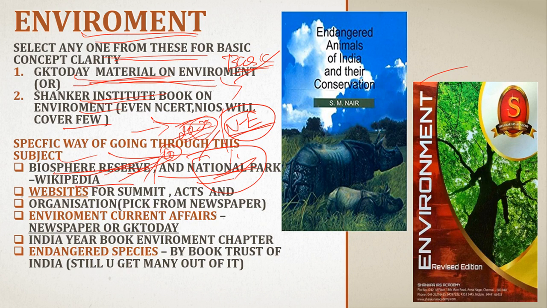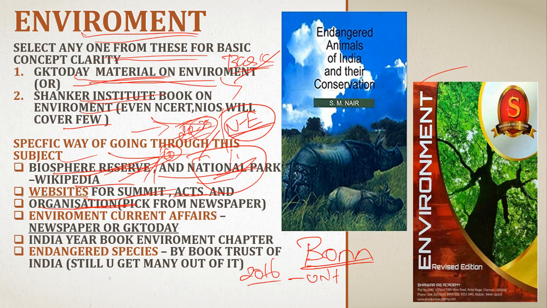And UPSC has a tendency to ask questions from summits, acts, organizations. It is not something out of the box. It is those summits or organizations which are frequently in the newspaper. For example, you have a climate change meeting in Bonn right now. So you can expect a question with respect to the climate change convention. If you take the 2016 paper, you would have got questions about the climate change conventions.